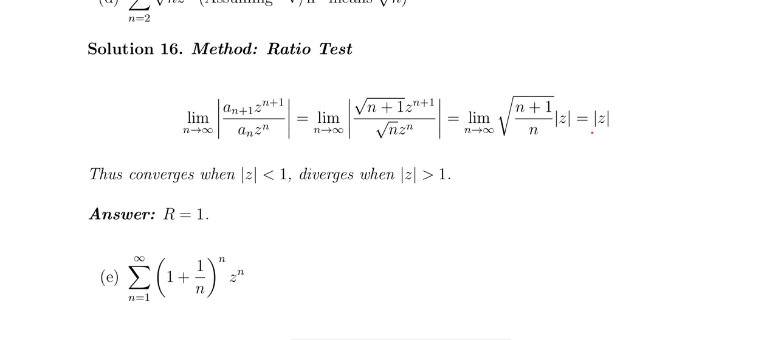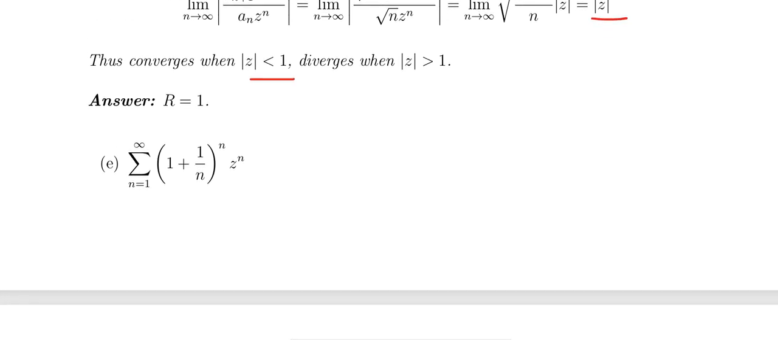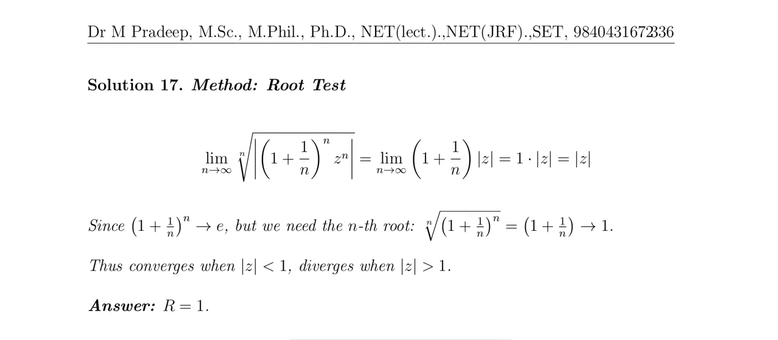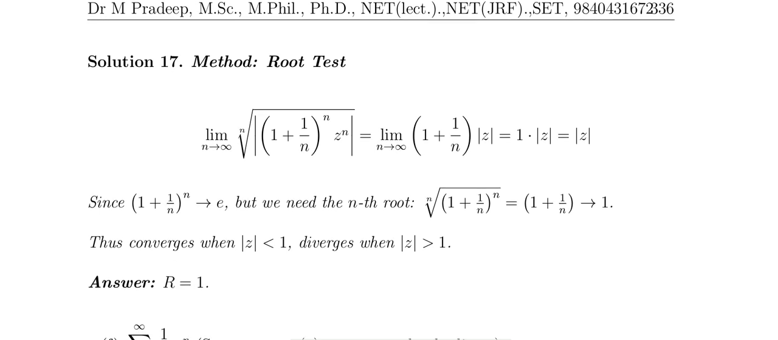So if it comes like this, mod z less than 1, the series converges, that is the radius of convergence. So 1 plus 1 by n. If a power like this comes, with the whole thing to the power n, then applying the root test is best. When applying the root test, limit n tends to infinity mod z. So limit n tends to infinity mod z less than 1 means the series converges, so the radius of convergence is 1. Mod z greater than 1 means it diverges.